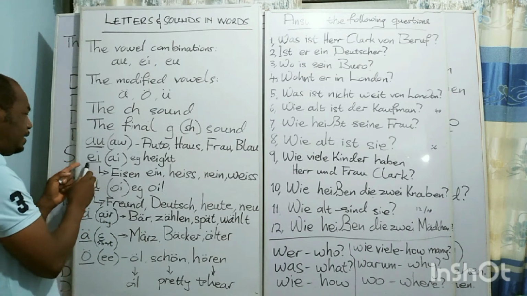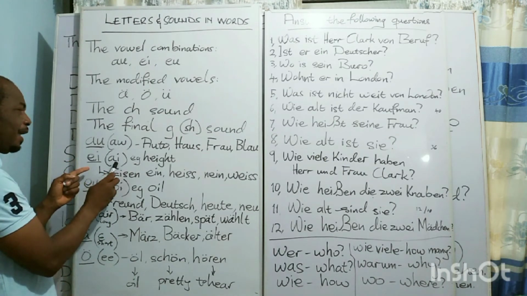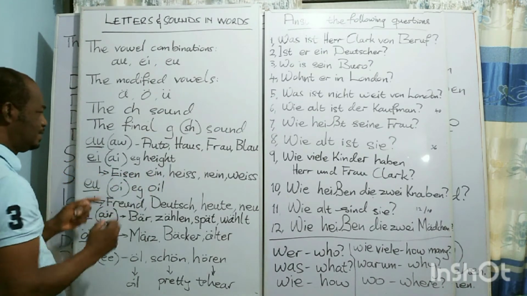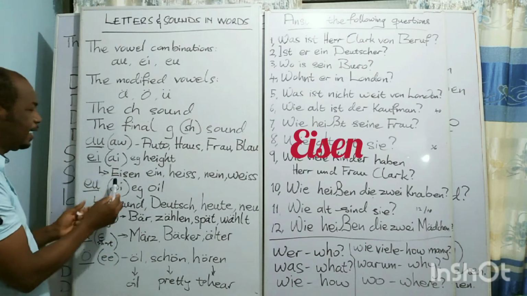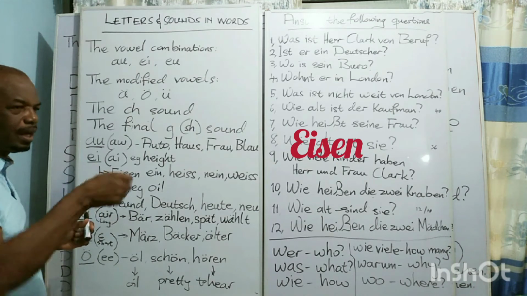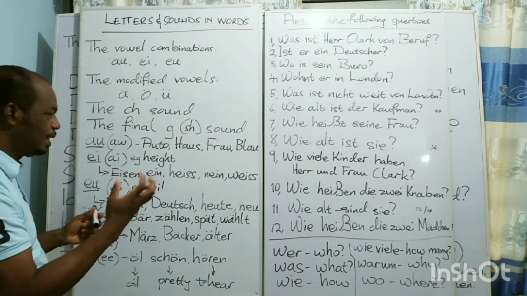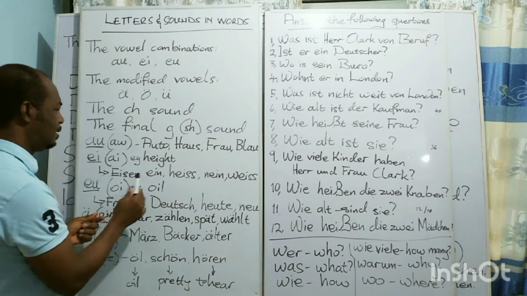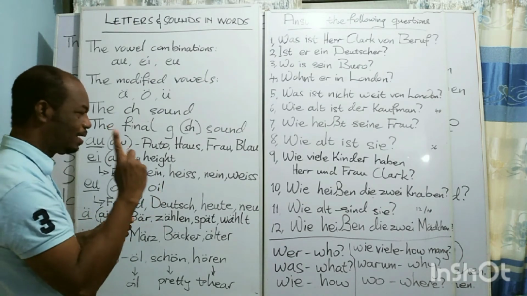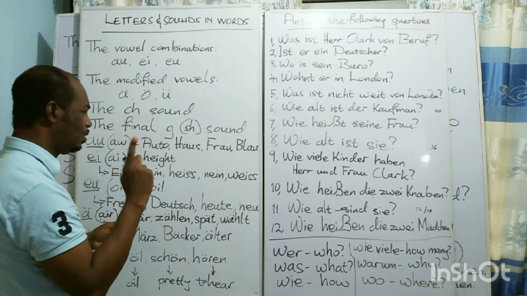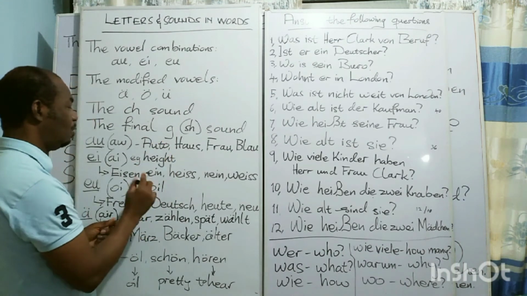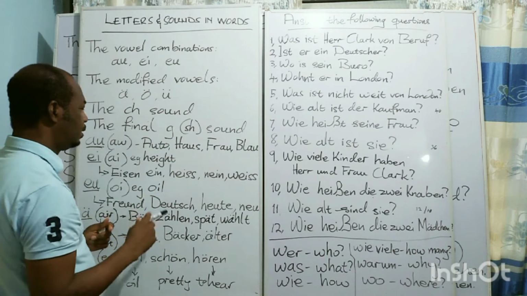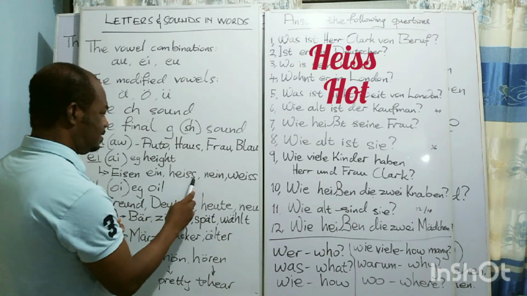Now the EI, which is pronounced I, example in height. There are so many words that bear the EI, like Eisen. Eisen is iron, metal. Ein is one, or a man, ein Mann. A or one. Heiß is hot.